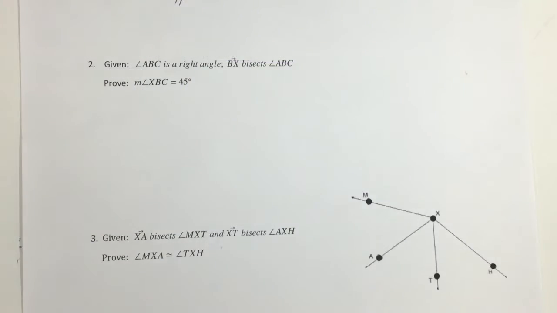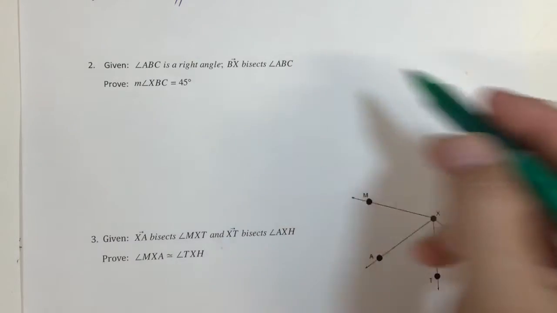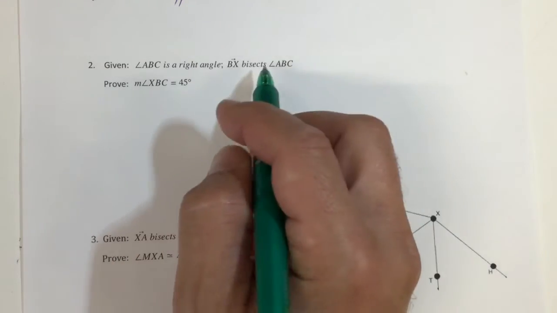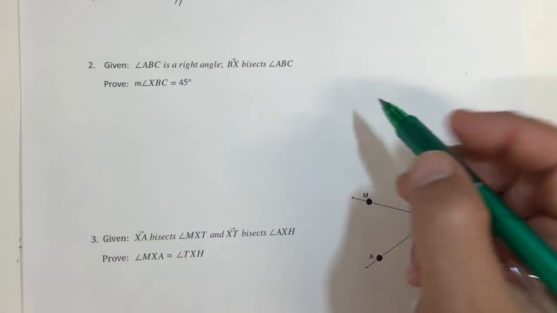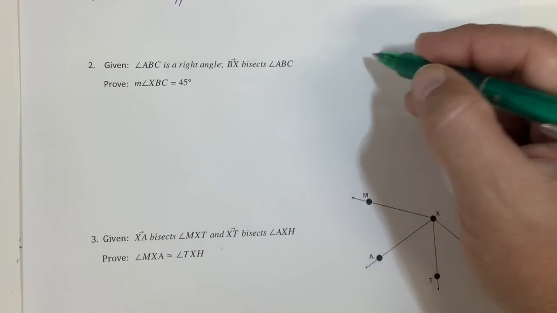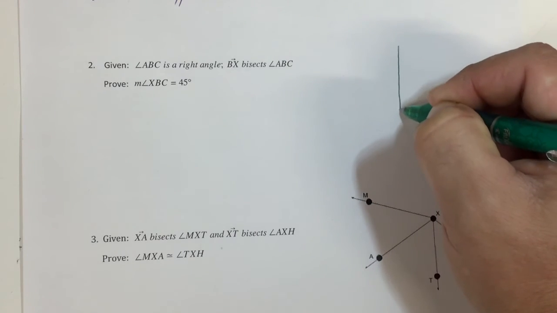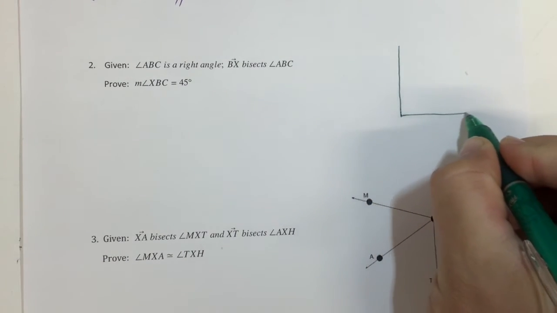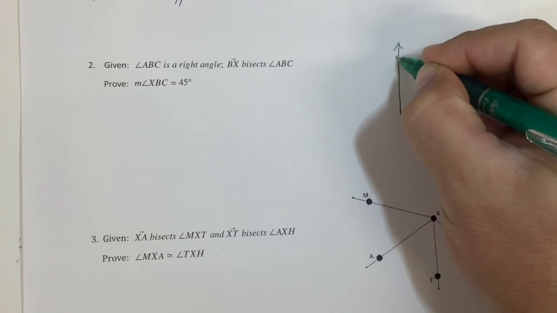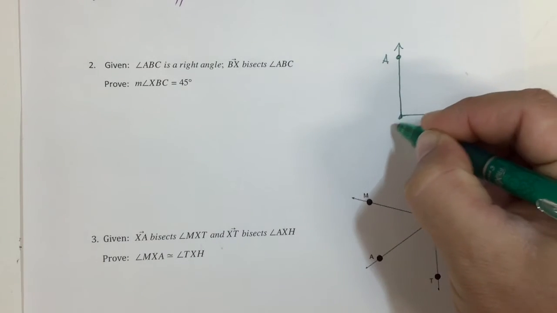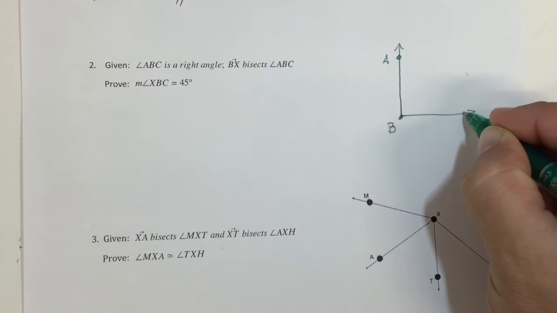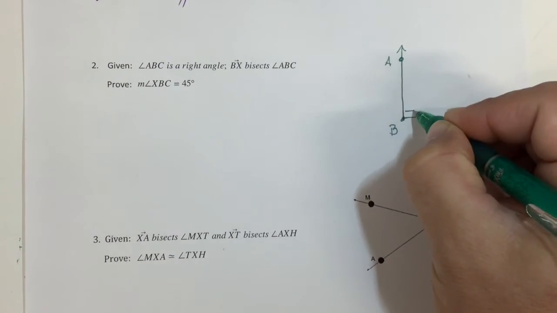Okay, we're going to finish up with example 2. And before I even write my given down, I'm actually going to draw this. I'm just going to read through it and draw it because we could draw our picture before we start our proof. We've got ABC as a right angle. So I'm going to draw angle ABC as a right angle. A, B, and C is a right angle.